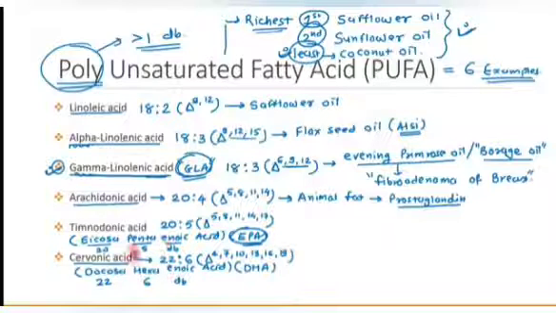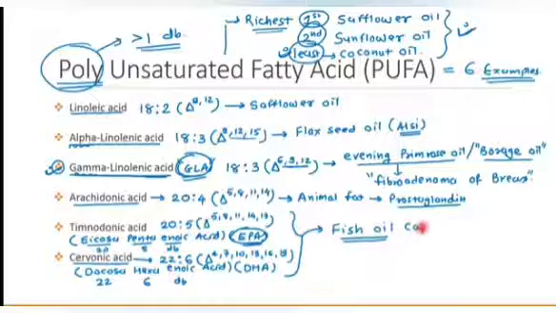This cervonic acid and timnodonic acid, both these compounds, their richest food source is the fish oil, especially of the small fishes. Okay, so fish oil capsules are also available in the market. But remember, the natural food source is always fish oil, and particularly of the small fish. And apart from fish oil, it is also rich in human milk, or you can say breast milk. So human breast milk is also a richest source of timnodonic acid and cervonic acid.